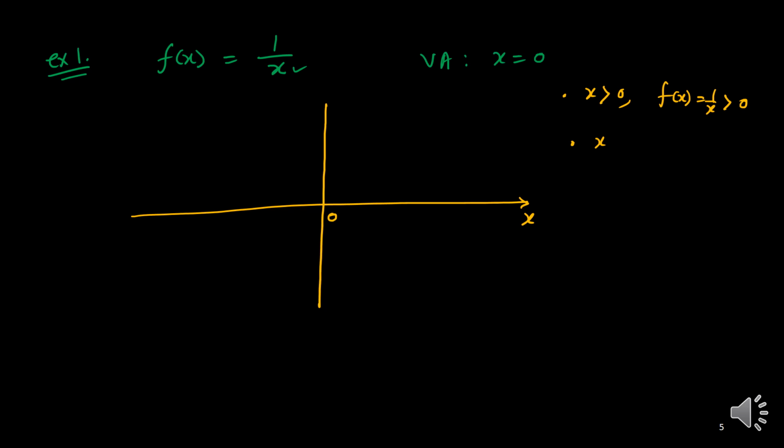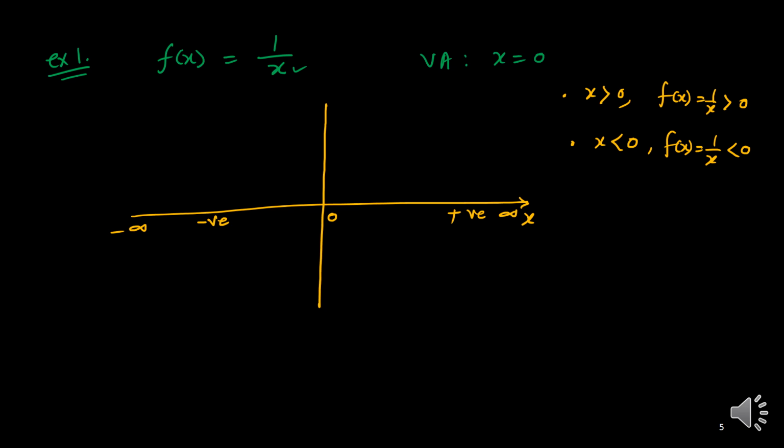Second one, when x is less than 0, negative, in that case f of x is again 1 upon x. X is negative, so 1 upon negative will become negative. The meaning is that within 0 to plus infinity it is positive, and within 0 to minus infinity this function is negative. Okay, then at x equals 0 it is an asymptote.